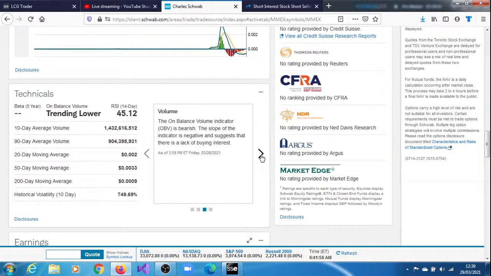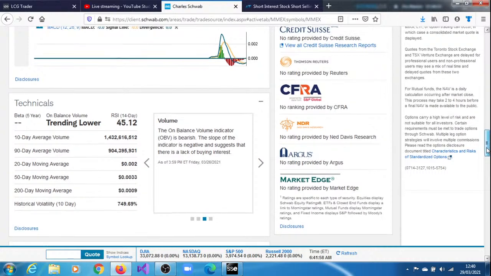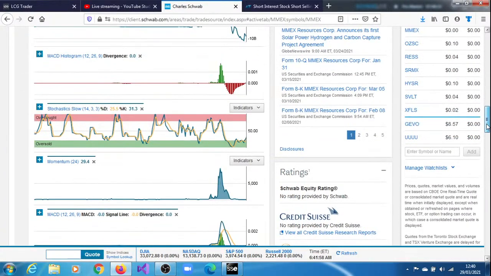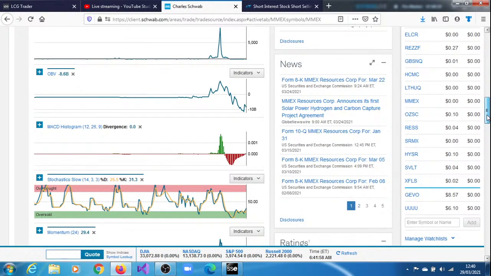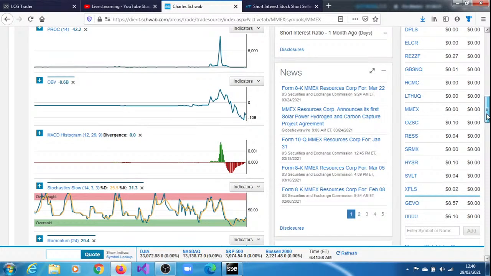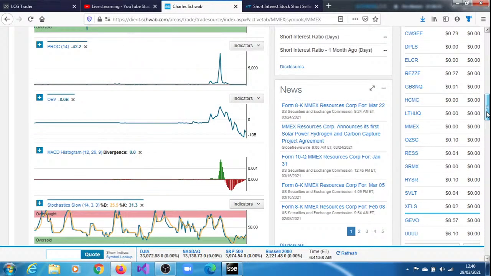The on-balance volume indicator is bearish. The slope of the indicator is negative and suggests that there is a lack of buying interest. So over the last 10 to 14 trading sessions, there's evidently a lack of buying interest, but at the same time momentum is also gradually improving. So I think it just indicates that people are trying their best to get positive with MMX, so they do their best to come out with announcements.